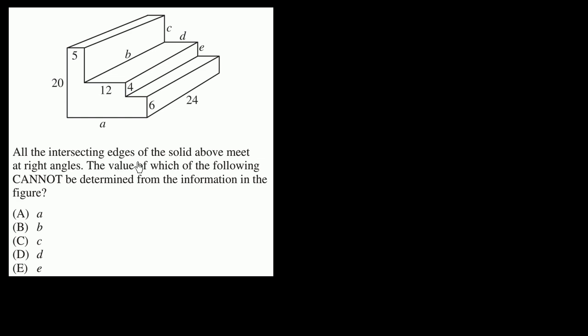All the intersecting edges of the solid above meet at right angles. So these are all right angles here. I could keep drawing all of these. These are all 90-degree angles. And there's a bunch of them, but they all intersect at right angles.